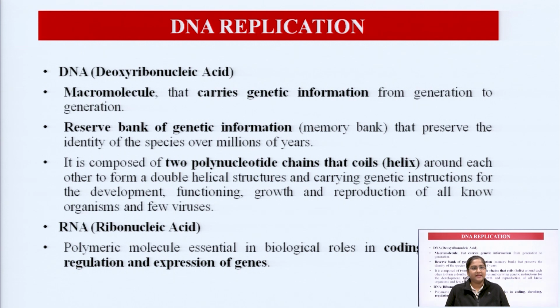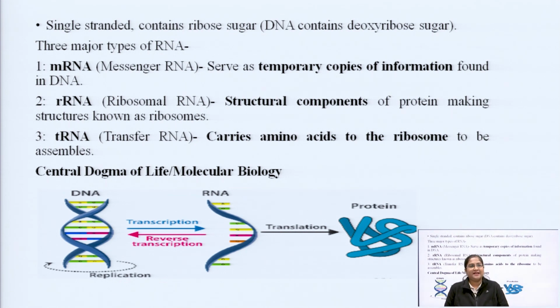Then the next is RNA. What is RNA? RNA is ribonucleic acid. It is the polymeric molecule essential for biological roles in coding and decoding, and the regulation and expression of genes also happens by RNAs. Next, RNAs are generally single stranded. They contain ribose sugar, whereas DNA contains deoxyribose sugar.